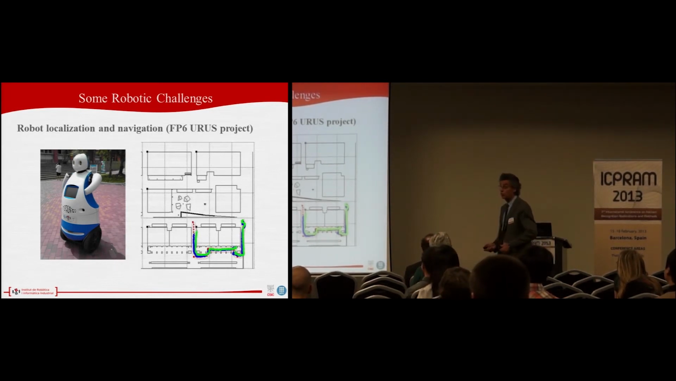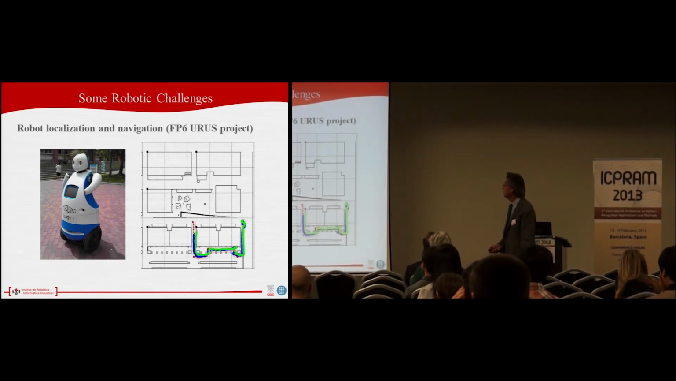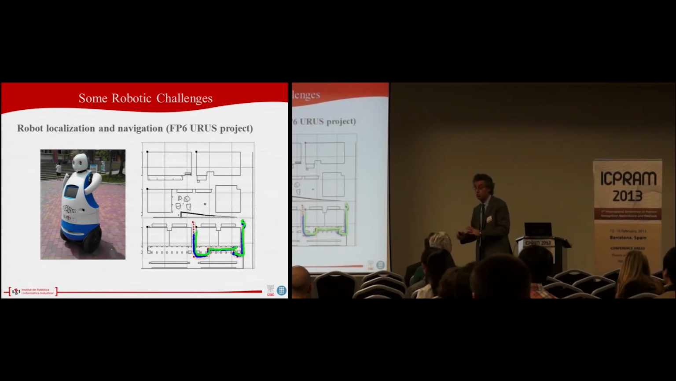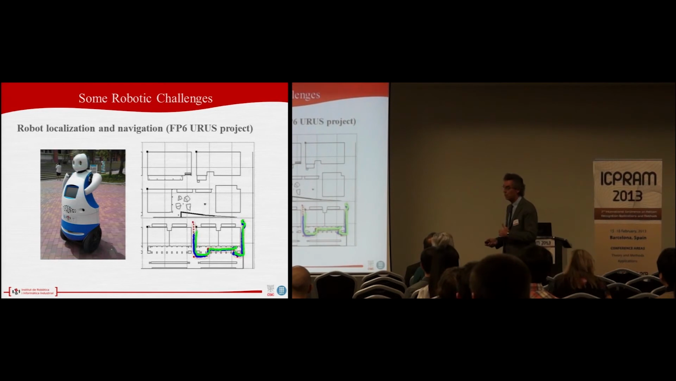Here I want to show some robotics challenges that we have already been used to because we are trying to solve them. We are not solving all of them; we solve part of them. I'm going to show some of the problems that we found in our research projects in our institute. The first is very typical: robot localization and navigation.